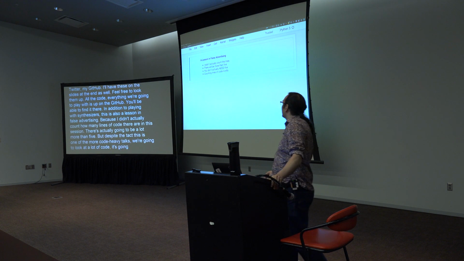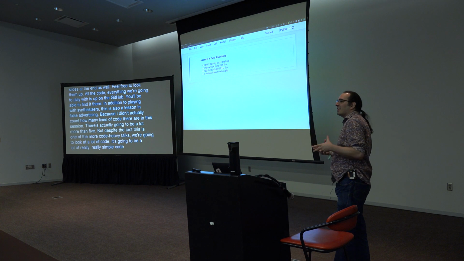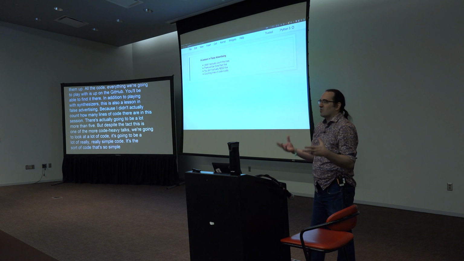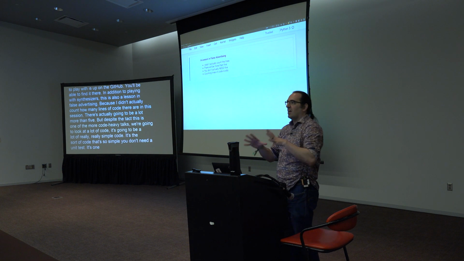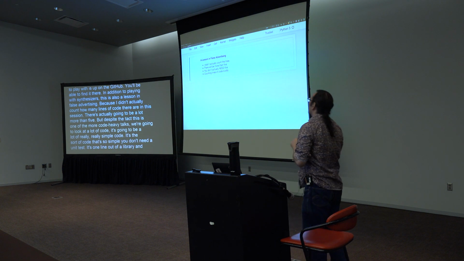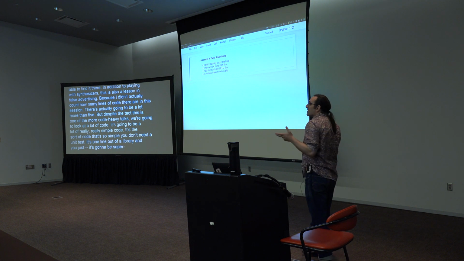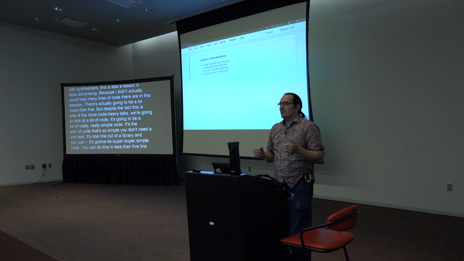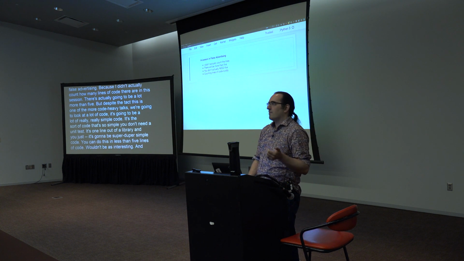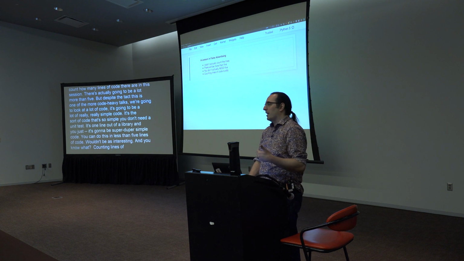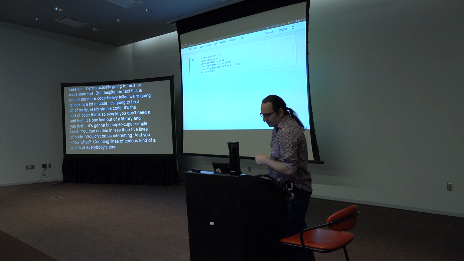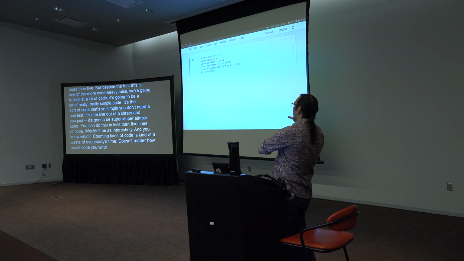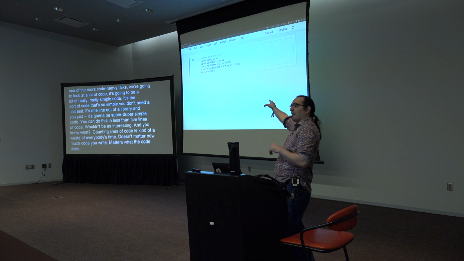It's the sort of code that is so simple, you don't even really need a unit test. It's one line out of a library, and it's going to be super duper simple code. You could do this in less than 5 lines of code, it just wouldn't be as interesting. And you know what? Counting lines of code is kind of a waste of everybody's time. It doesn't matter how much code you write, it matters what the code does. But, so I don't get in trouble for lying, this is exactly 5 lines of code.